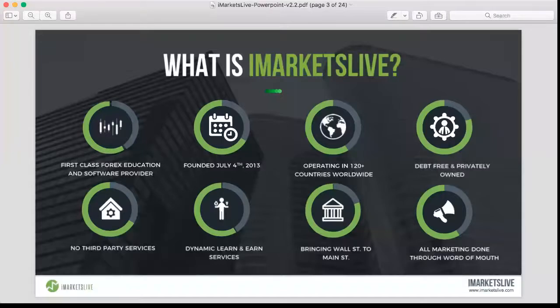Guys, what I love about the company is that it's privately owned, debt-free, and profitable. And on the next slide, I'm going to talk about the ownership and the leadership. Okay, we do not get any of our services from a third-party source. Everything is created from our corporate staff to our master traders to our programming team. It's dynamic, like I said, where, listen, you can learn and earn with a lot of what we do.